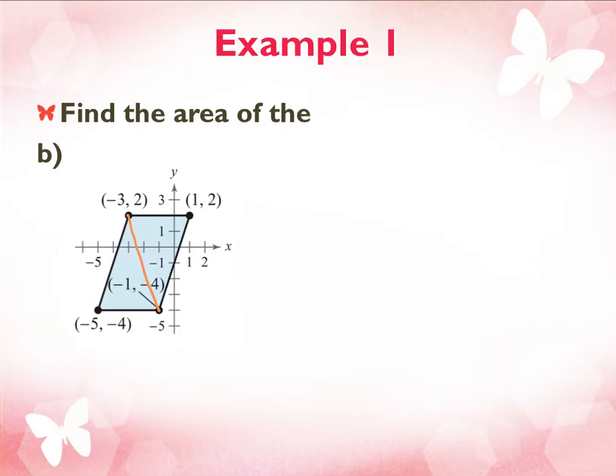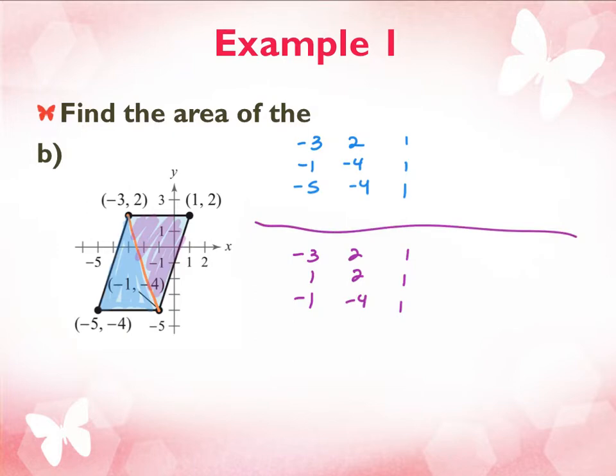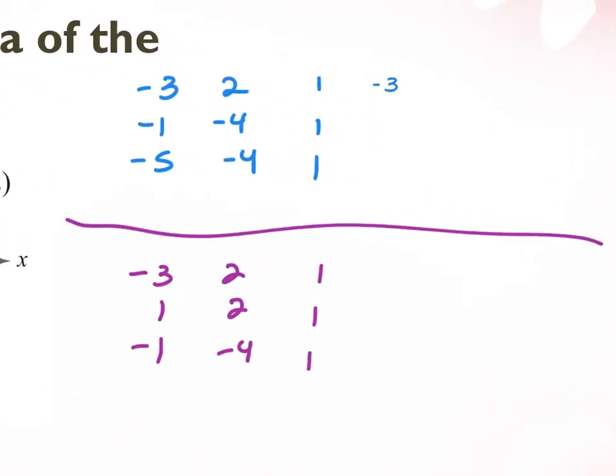So let's say I want to find the area of this triangle. I'm going to use those 3 points. So -3, 2, -1, -4, -5, -4. And it doesn't matter in what order those go. I'm going to find the determinant of that. And then if I want to find the area of this one, I would have -3, +2, 1, 2, and -1, -4, and then fill in the column of ones. And then at the end, I'm just going to add these together. Diagonal, top left, bottom right first.